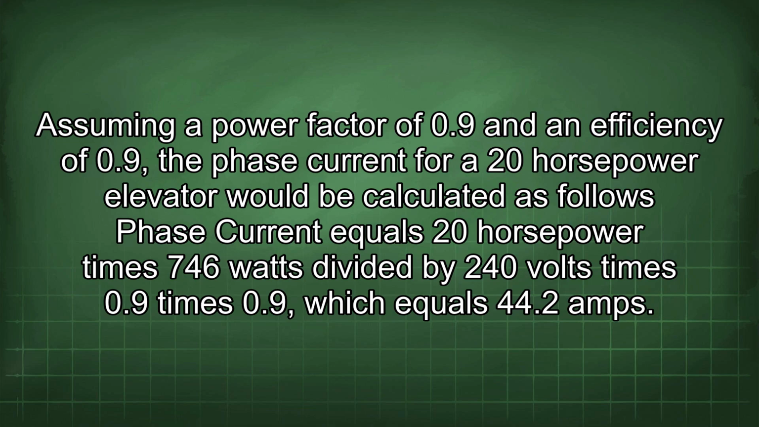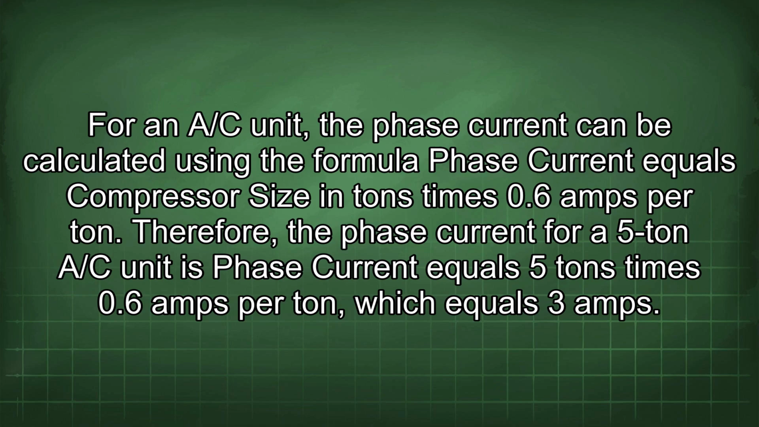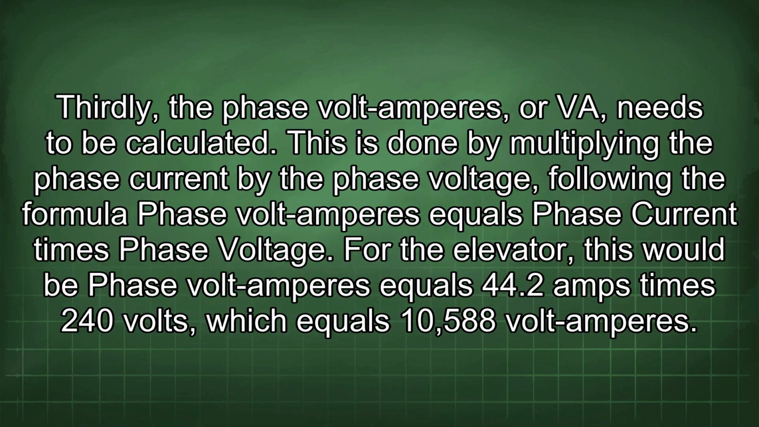which equals 44.2 amps. For an A/C unit, the phase current can be calculated using the formula phase current equals compressor size in tons times 0.6 amps per ton. Therefore, the phase current for a 5-ton A/C unit is phase current equals 5 tons times 0.6 amps per ton, which equals 3 amps. Thirdly, the phase volt amperes, or VAR, needs to be calculated.